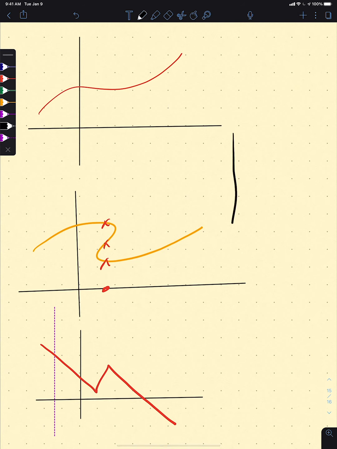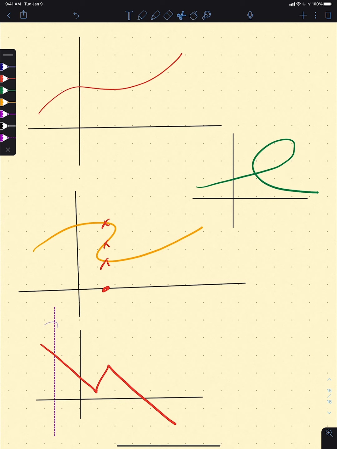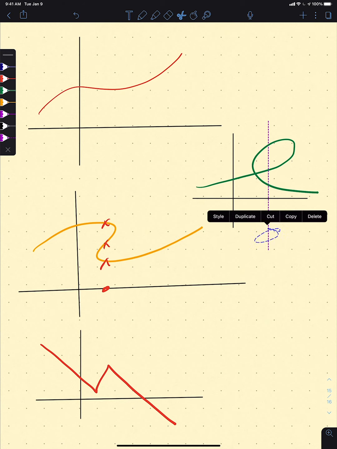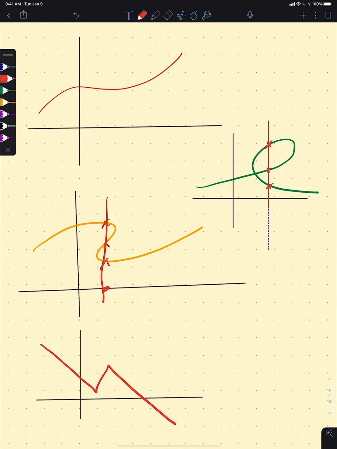Something like, say this, where we maybe go like that. This guy, we sweep it like this, but as soon as we get to this loop here, now we're hitting 3 points for the same vertical line, this guy right here. So this also is not a function.